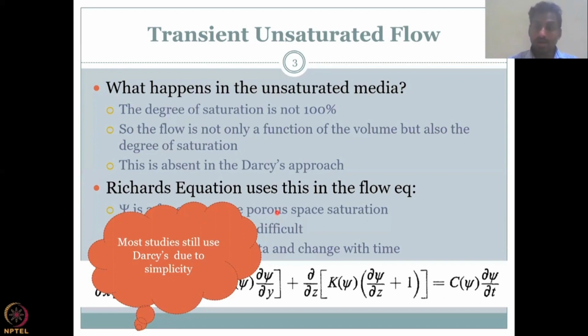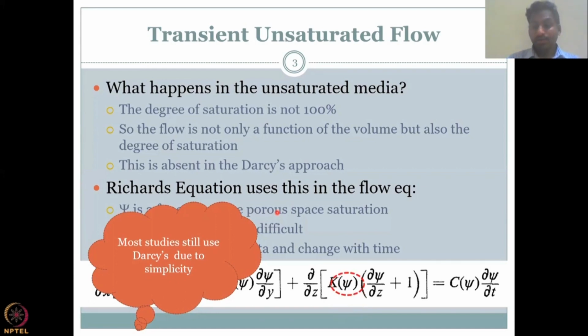And if you know, Darcy's law was developed in the 18th century, very, very old, and still the law is used because of its simplicity. And yes, it has some issues, but overall, it is less computationally and data intensive, and it captures the groundwater flow to a particular extent.